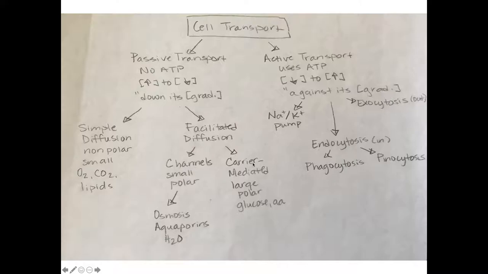And here you have carrier-mediated proteins that will allow large polar molecules such as glucose, amino acids, and proteins to go into the cell. So that's the passive transport side. On the other side, let's compare it to active transport. Active transport uses energy, ATP, because we're going from a low concentration to a high concentration, and we call it going against its concentration gradient.